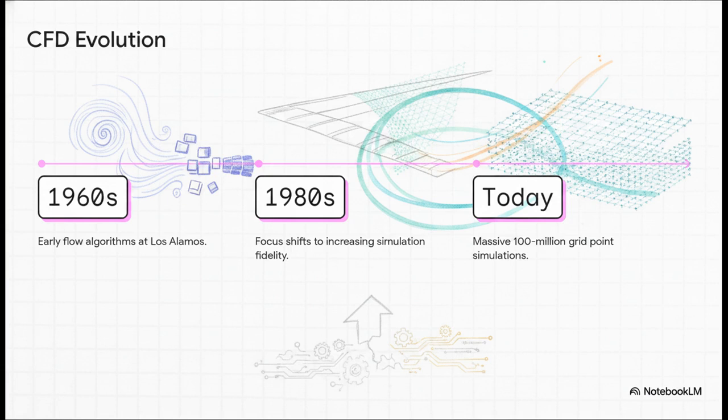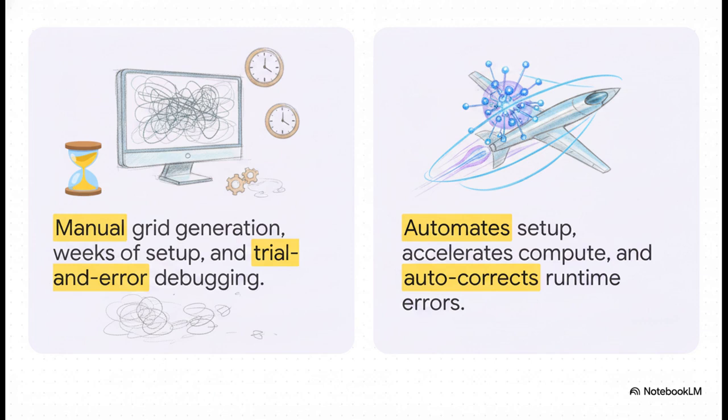But here's the catch. We've relied almost entirely on hardware speedups to get here. And frankly, hardware acceleration alone just isn't enough anymore to keep up with the demands of rapid aerospace design cycles. We all know traditional CFD is notoriously labor-intensive. It can easily take a senior expert a full week or more just to go from a CAD model to a usable mesh, and then you're hit with endless trial and error debugging.